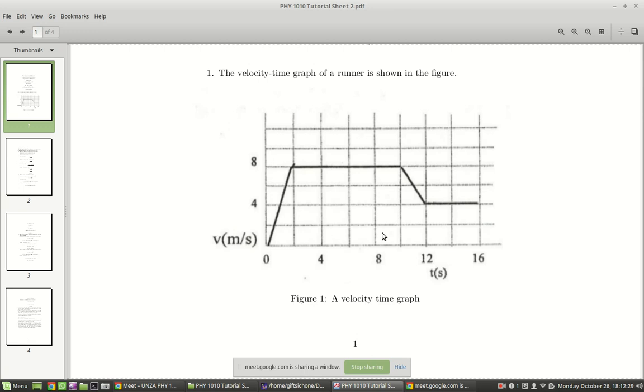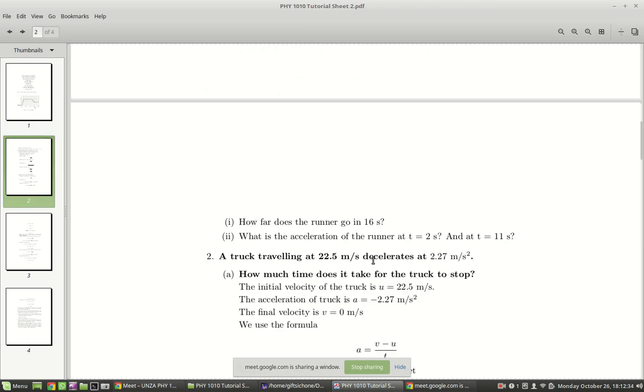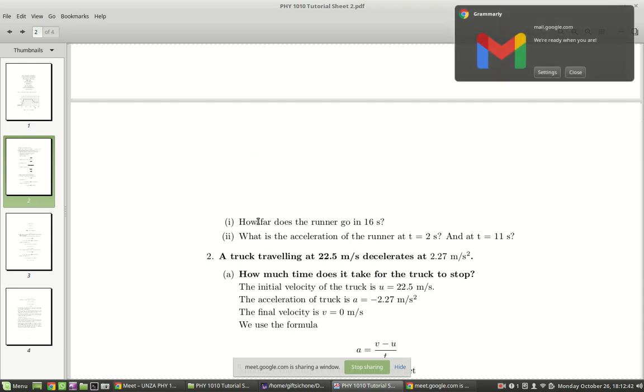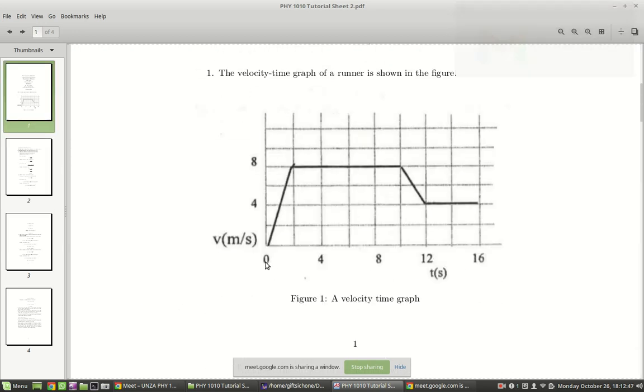It's packed with information. So our task in number 1 is to find out how far the runner goes in 16 seconds. So basically, we need to find out what is the area under this graph. Okay? We need to find out what is the area under the graph. For us to do that, we can divide this graph into a bunch of sections.